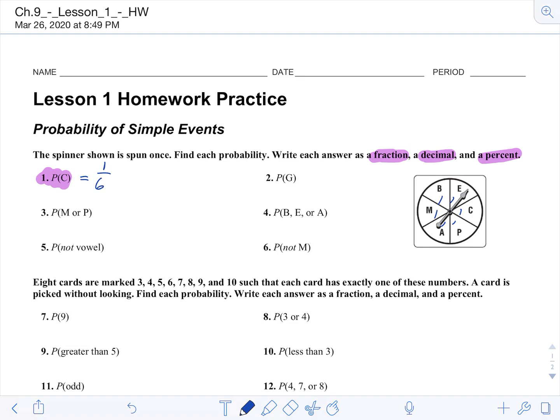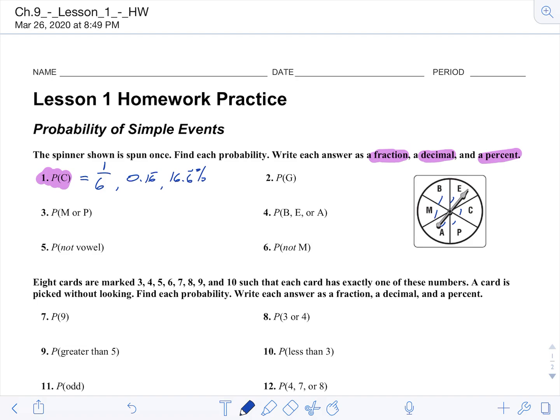Now, as a decimal, how do I convert a fraction to a decimal? I divide. 1 divided by 6. That would give me an answer of 0.16 repeating. Now I need to make that into a percent. So how do I make a fraction or a decimal into a percent? You multiply it by 100, and that would give me an answer of 16.6 repeating percent. Again, as a fraction, decimal, and a percent.